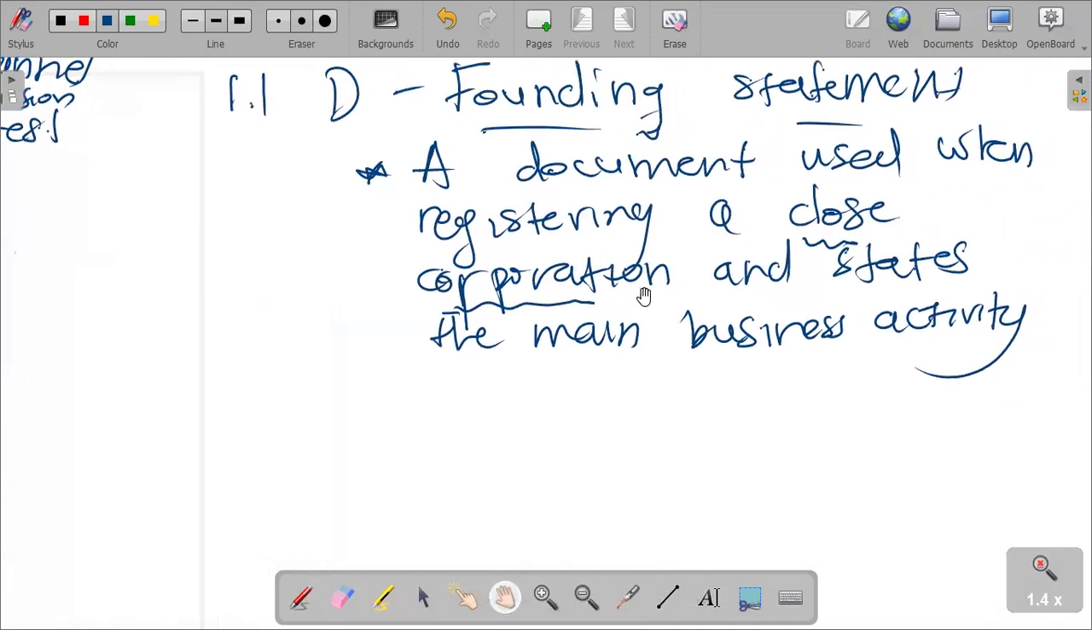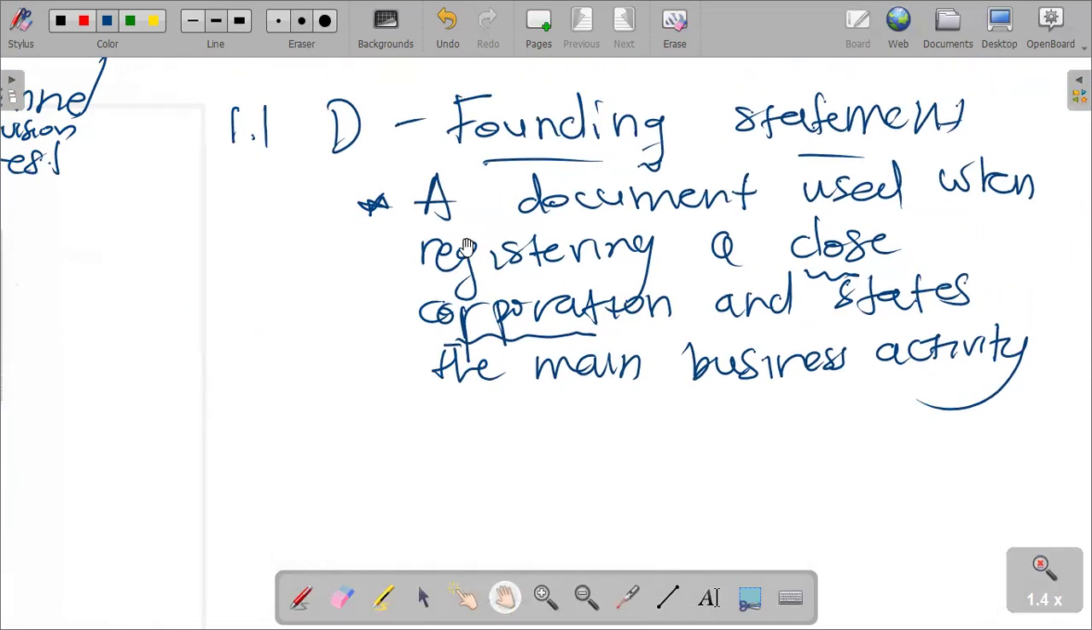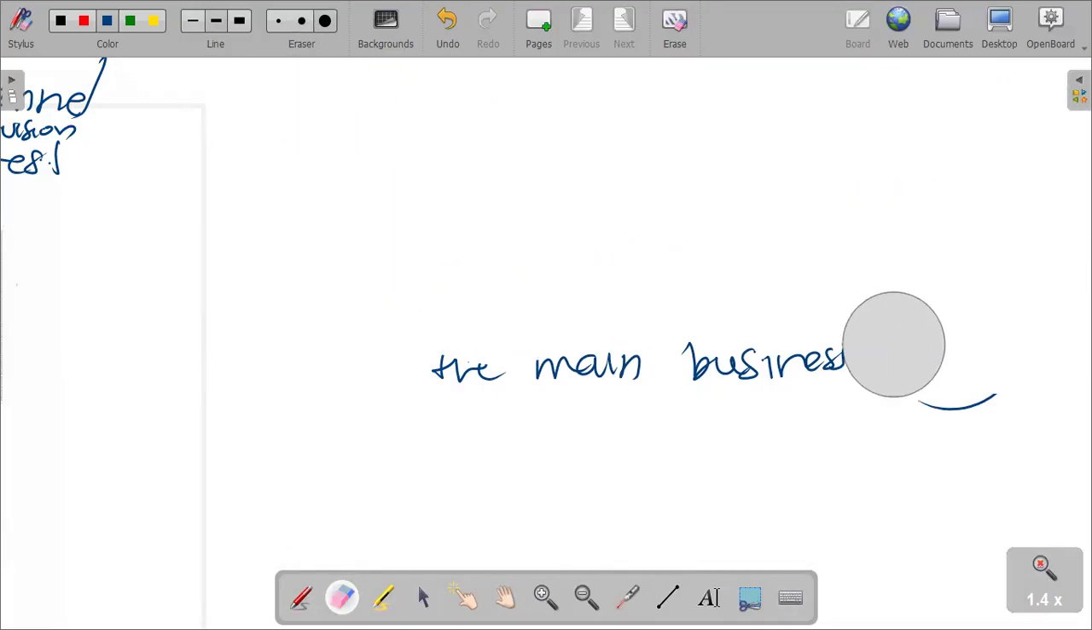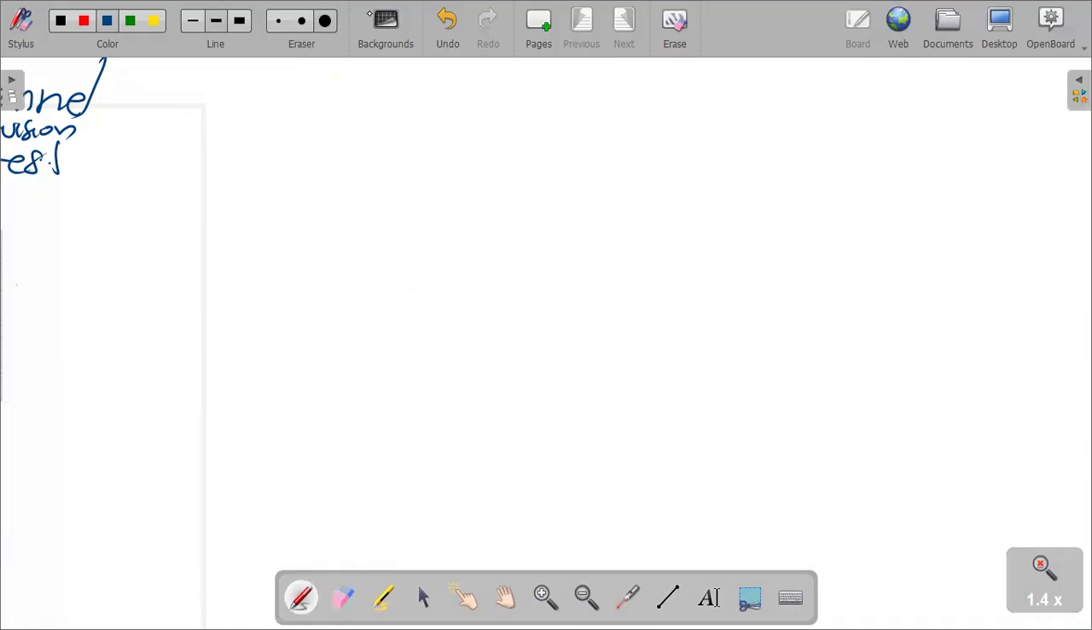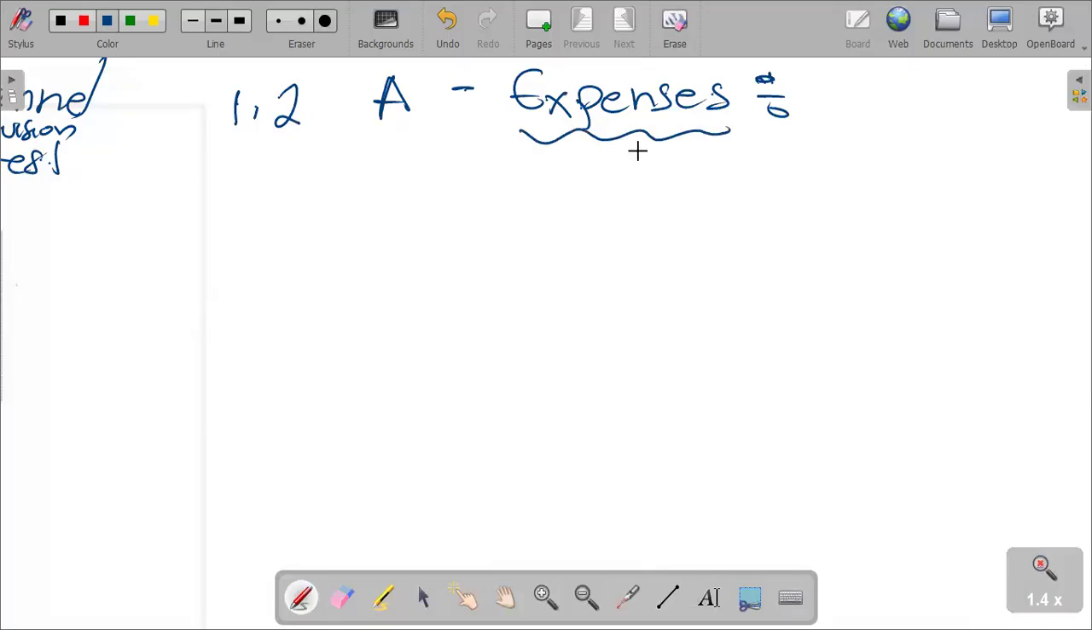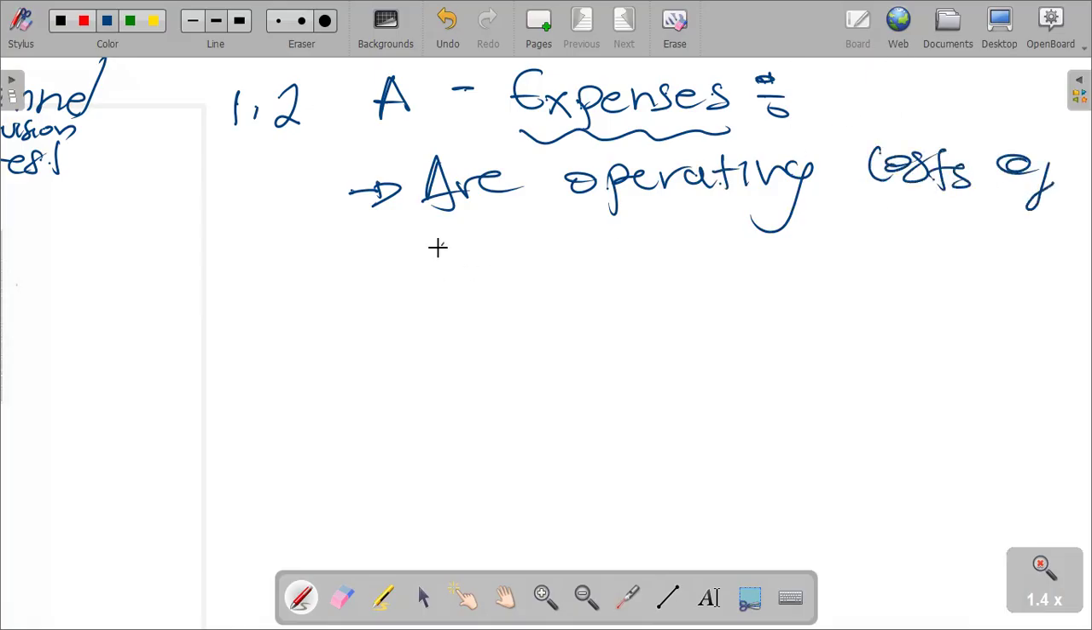So again, let's quickly go and define what an expense is. 1.2 will be A. As I said, you don't need to write the word expenses, I'm just writing it for the sake of explaining. So what are your expenses, right? Expenses are operating costs of a business.